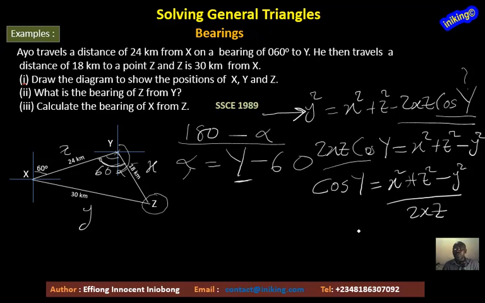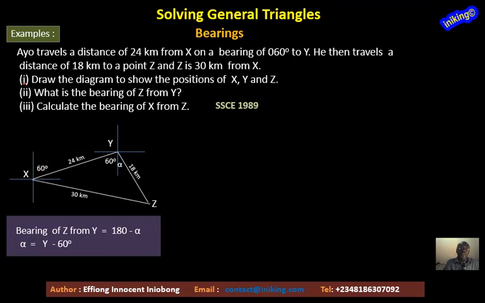From this, we can now substitute the value of x, which is 18, the value of z, which is 12, and the value of y, which is 30, into this expression. I'll be able to get cos y, and from there we can find the value of y. Now let's do that.